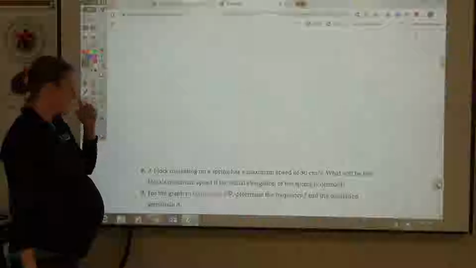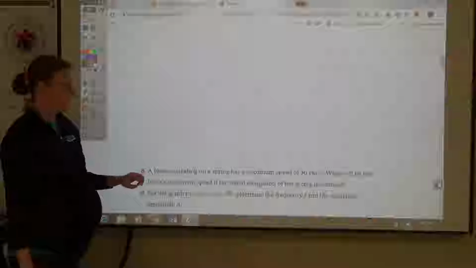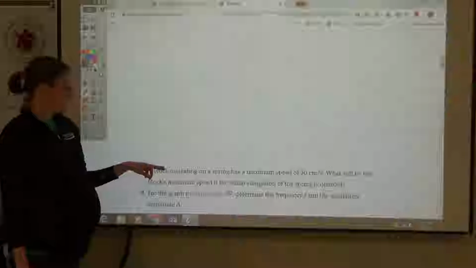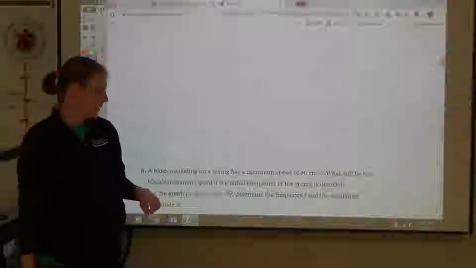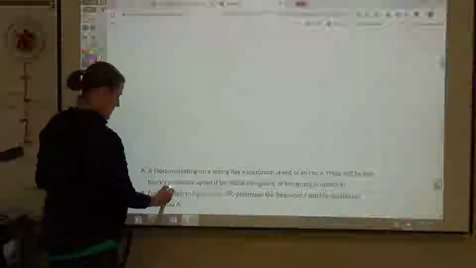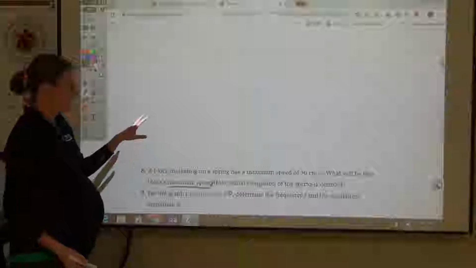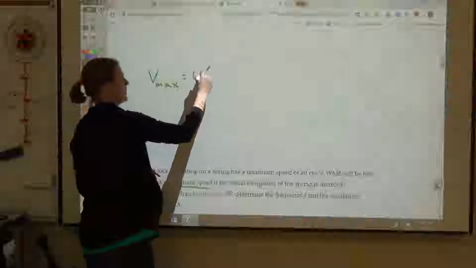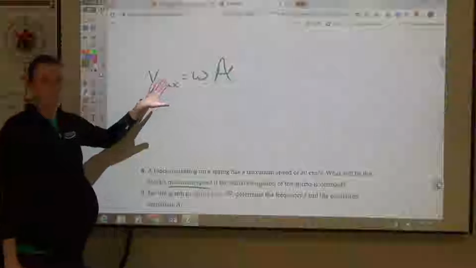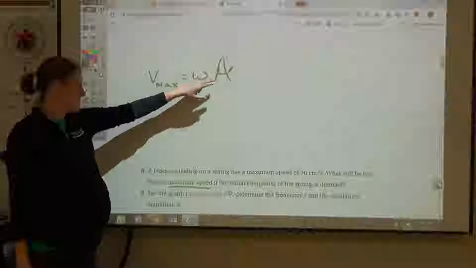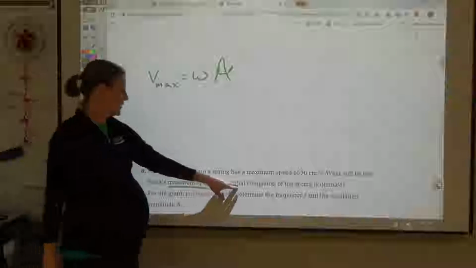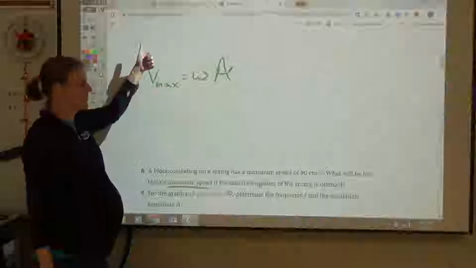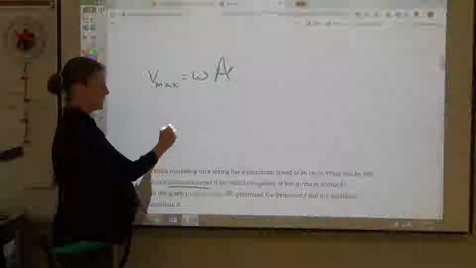All right, number 8. A block oscillating on a spring has a maximum speed of 30 centimeters per second. What will be the block's maximum speed if the initial elongation of the spring is doubled? We just had a question very similar to that. The maximum velocity formula is omega times amplitude. The initial elongation being doubled is just saying you are doubling your amplitude. So you're going to double the max velocity. So that should be 60.